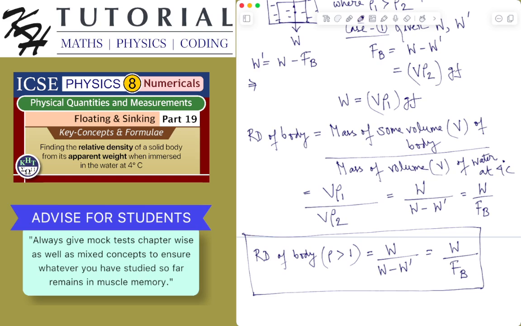So this was a very short video. I wanted to discuss an interesting formula to find the relative density of a body denser than water at 4 degrees centigrade when its weight in air and apparent weight in water at 4 degrees centigrade is given.